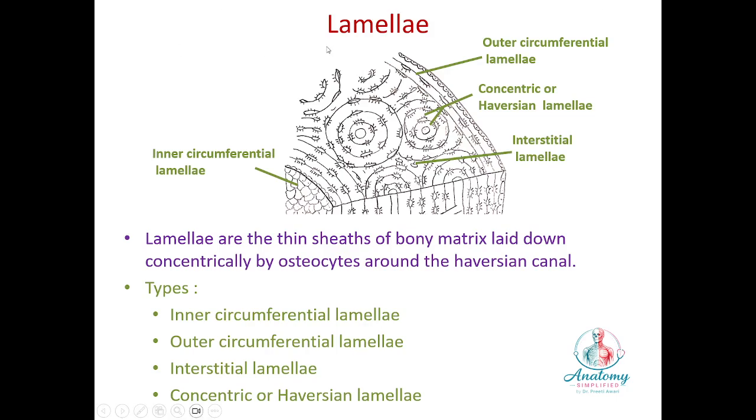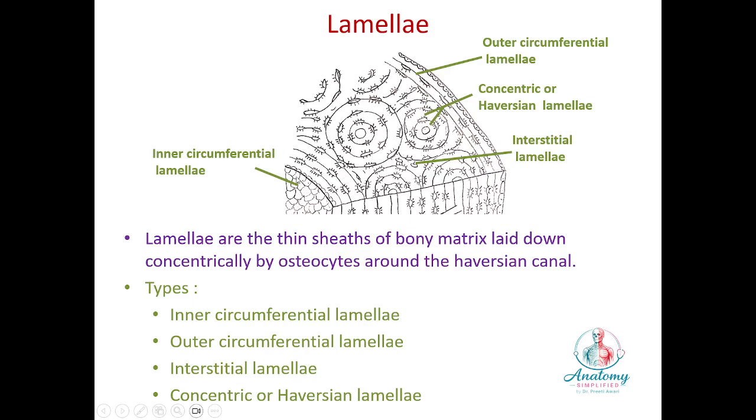Now let us talk a few words about the lamellae. What are lamellae? These are the thin sheets of bony matrix laid down concentrically by osteocytes around the Haversian canal. Now, in this picture, you can see around the Haversian canal, these are concentrically arranged lamellae. So, these are the first type, concentric lamellae or Haversian lamellae.